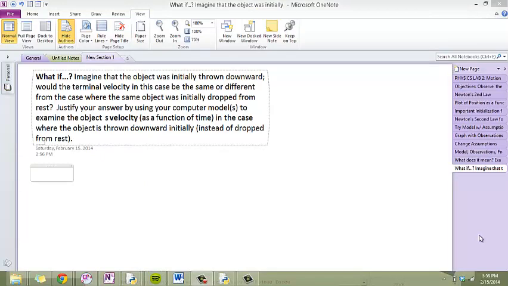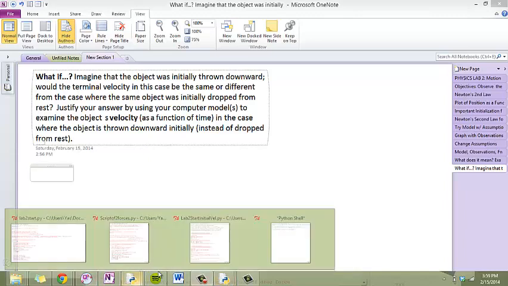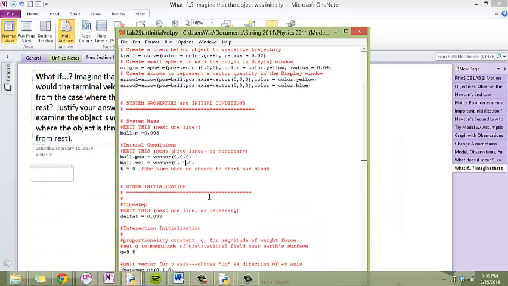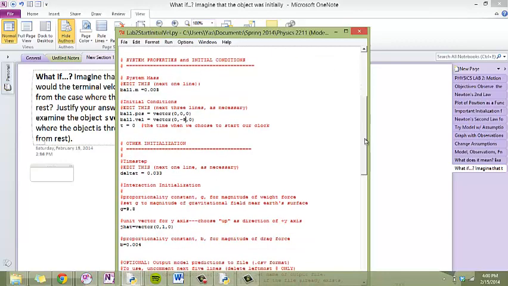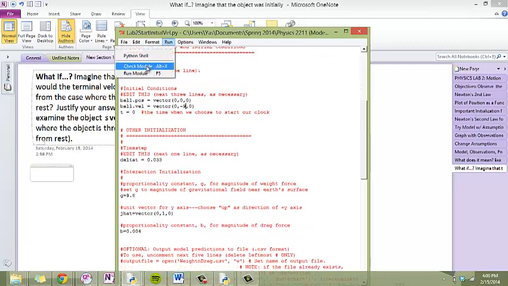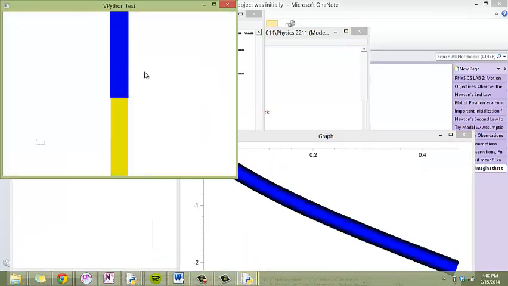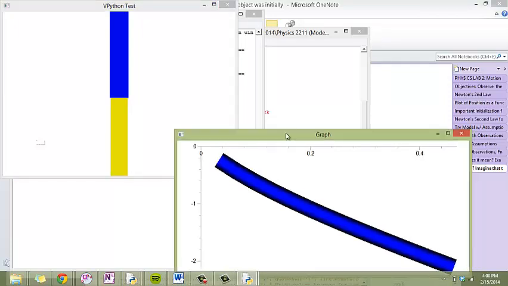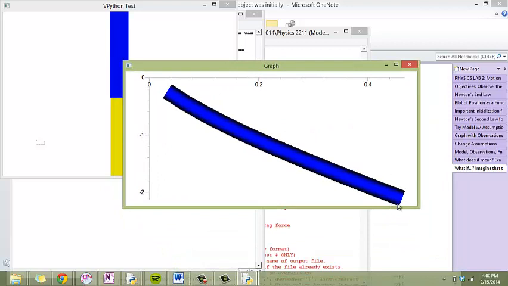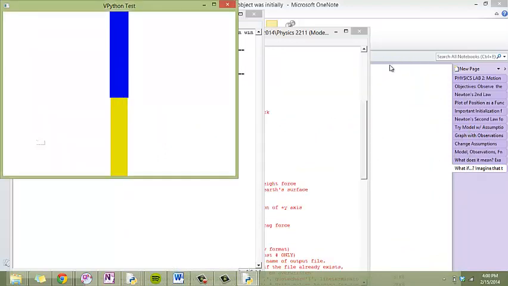Now to the what if question. This is asking if the ball is thrown down with an initial velocity, how will the terminal velocity be different or the same? So we see that if we run this program with an initial velocity of -9, which would be happening if we threw it down, that we would get a model in which our drag force is actually going to be greater than our weight force. However, we see that it's decelerating when it starts. However, we see that it is going to reach a terminal velocity. This just happens a little sooner.